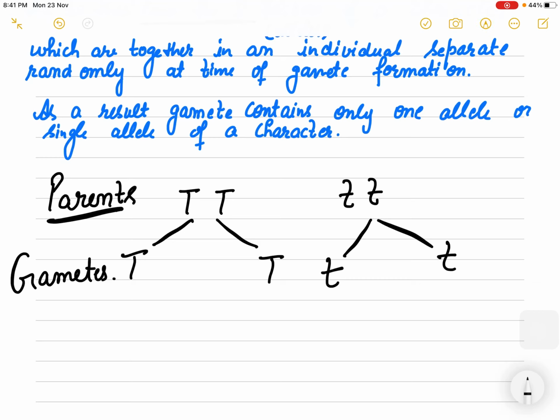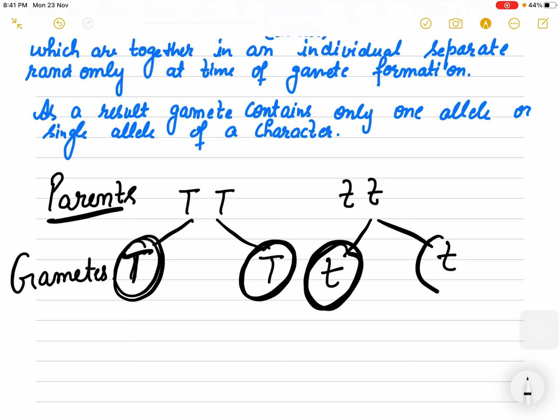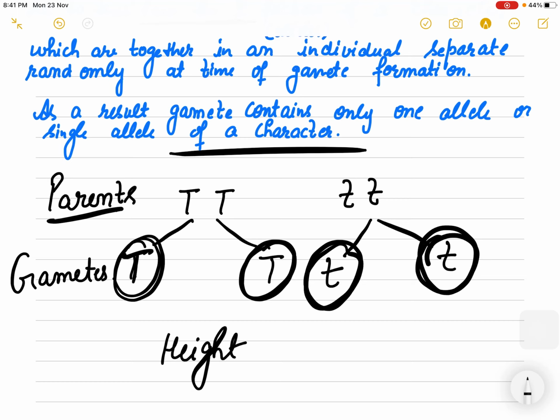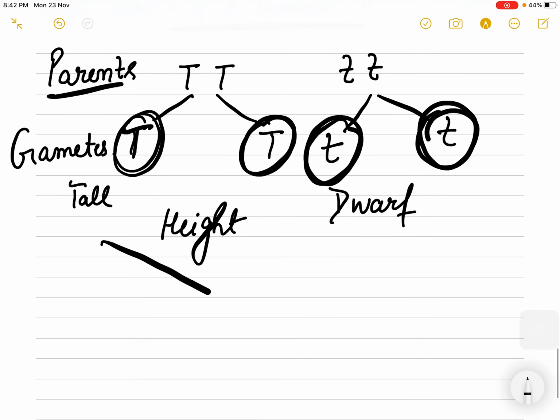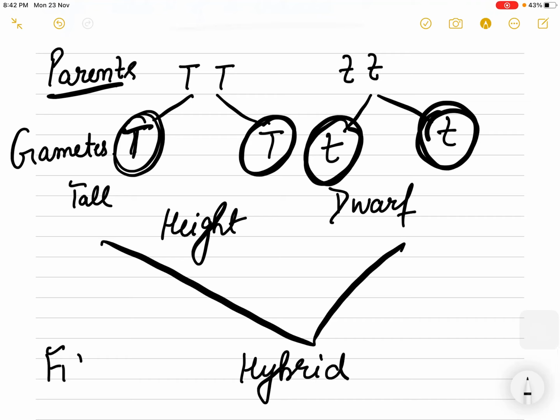As a result, when we make gametes, each contains only a single allele. These are the gametes and they contain only a single allele of a character. Which character? That is your height. Now either the gamete will be tall or it will be dwarf, and they will join and form the hybrid or the F1 generation, right?